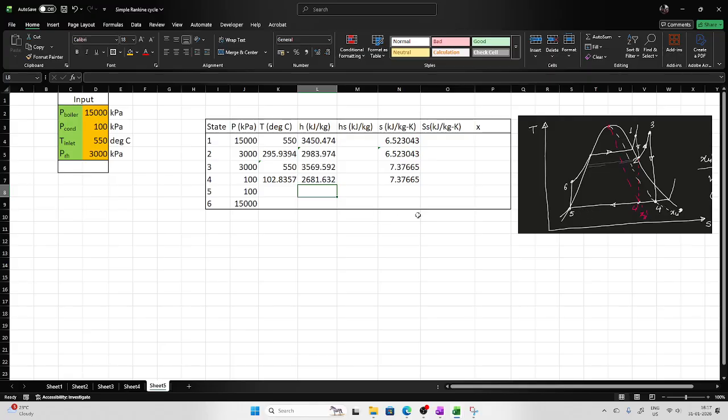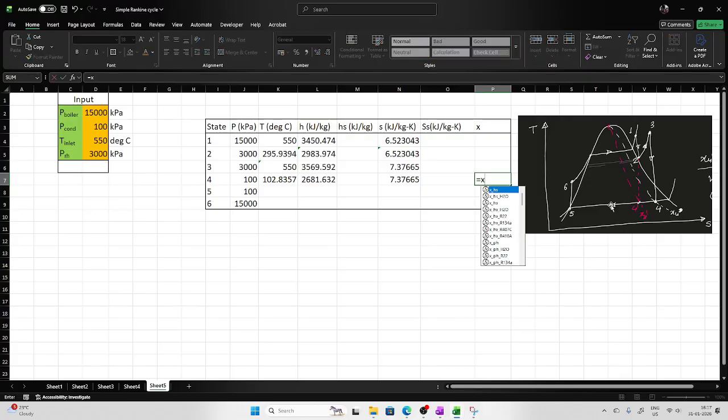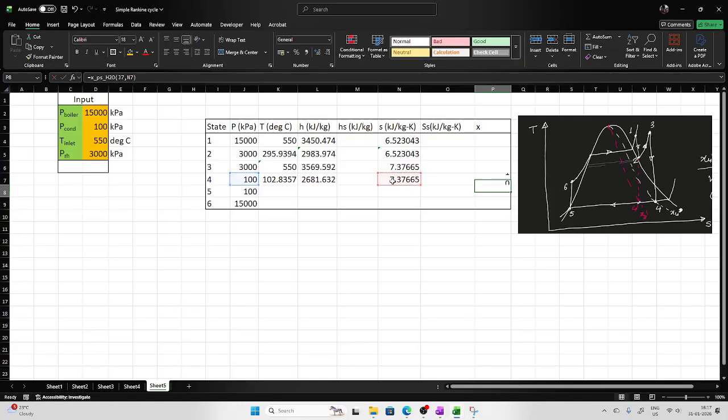Then comes point number 5. If you want, you can also evaluate the dryness fraction at point number 4. This is based on pressure and entropy for water. Okay, it is very close to 1. Oh, great.